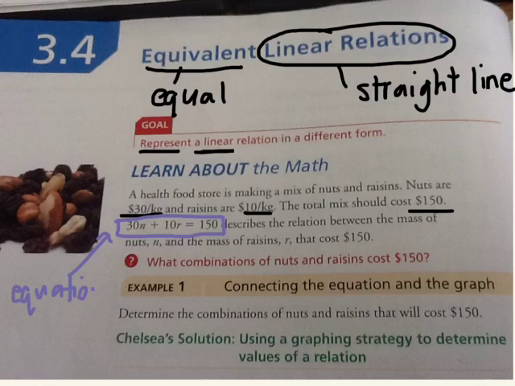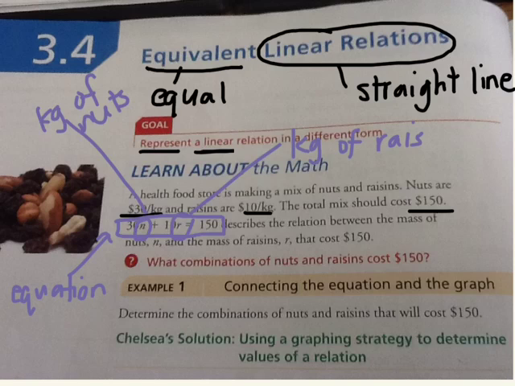Okay, what do you think n represents in this equation? The kilogram of nuts, and then what do you think r represents? The kilogram of raisins, okay? So all the question is asking us is to find different combinations of nuts and raisins. So for example, if I have 5 kilograms of nuts, then I can only have a certain kilogram of raisins to add up to the cost of 150, right?